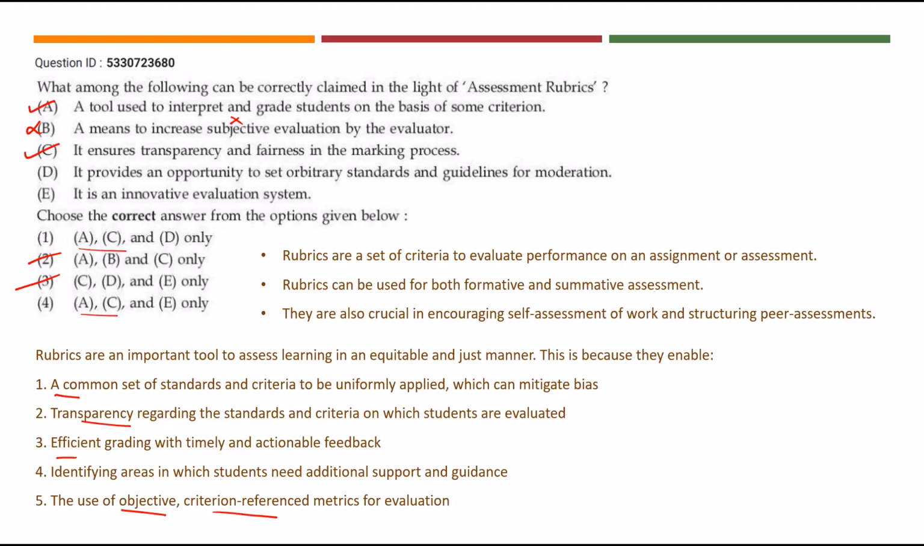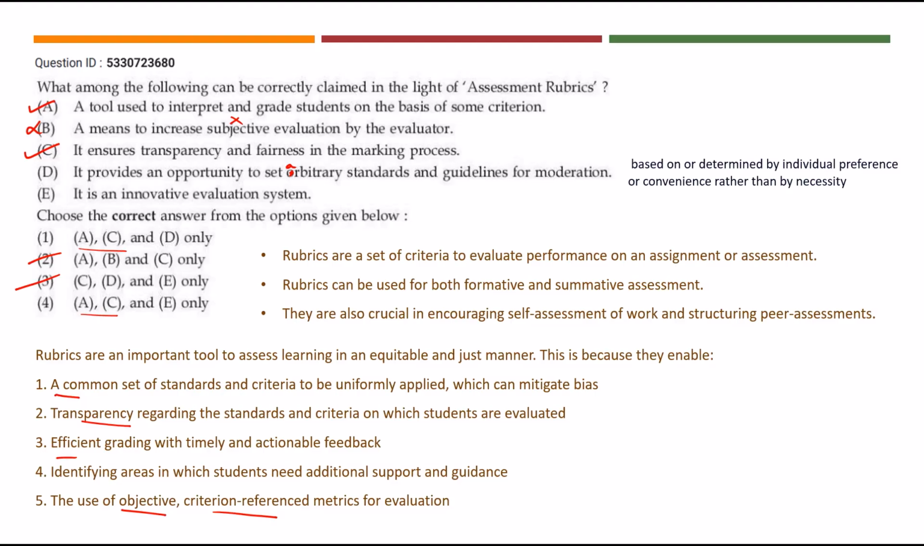What about D? It provides an opportunity to set arbitrary standards and guidelines for moderation. What are actually arbitrary standards? These standards are determined by individual preference or convenience. Actually, there are some set of rules which has to be followed. They are called necessary rules. But arbitrary standards are, you can keep anything as a standard. It can be any random criteria, we can say.